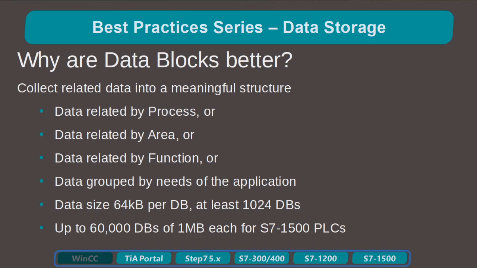Also, bit memory, we saw, was limited to 256 bytes in the smaller, older PLCs. Even those old PLCs can do up to 1024 DBs, each one with 64 kilobytes of data. So we can store a huge amount of data. The new PLCs, the S7 1500 PLC, can have up to 60,000 DBs, each of a megabyte.